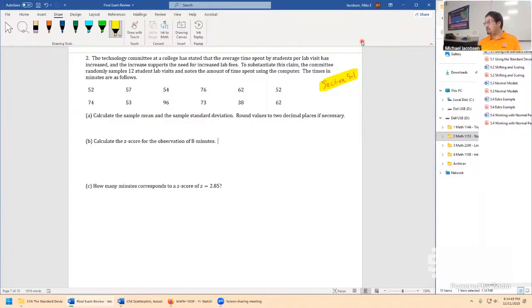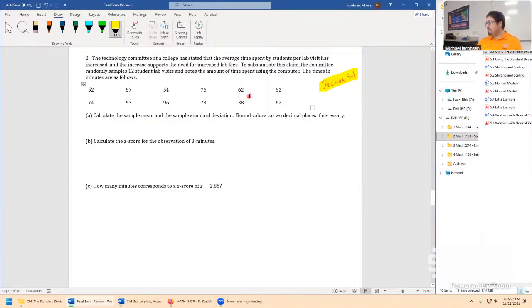Okay, thanks for suggesting this one. So it says, the technology committee at a college stated the average time spent by students per lab visit has increased, and the increase supports the need for increased lab fees. This is probably the administration bullying the technology committee into seeing if they can increase the lab fees. To substantiate this claim, the committee randomly samples 12 student lab visits, notes the amount of time spent using the computer. So they randomly looked into 12 student visits into the computer lab, and these are minutes spent working.